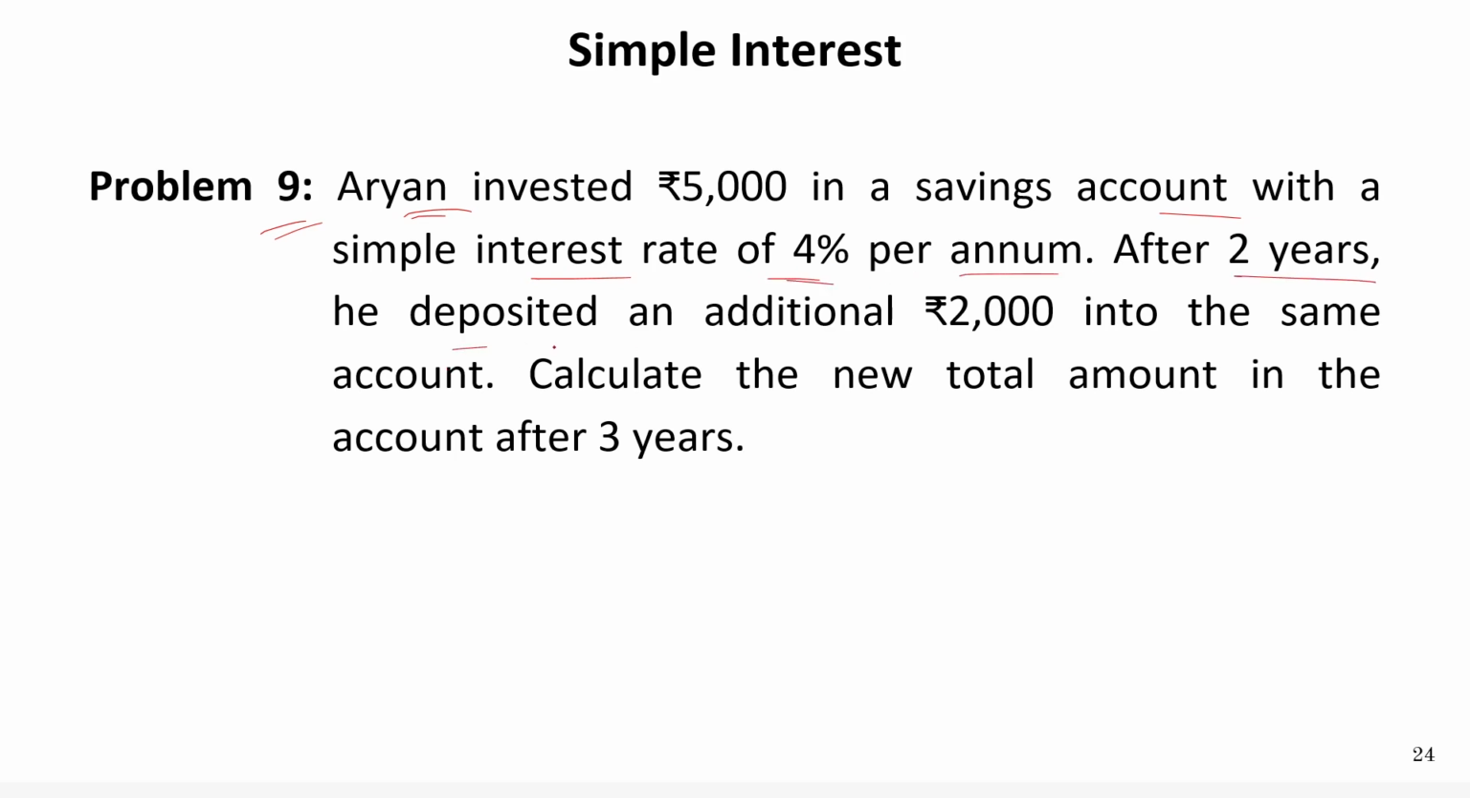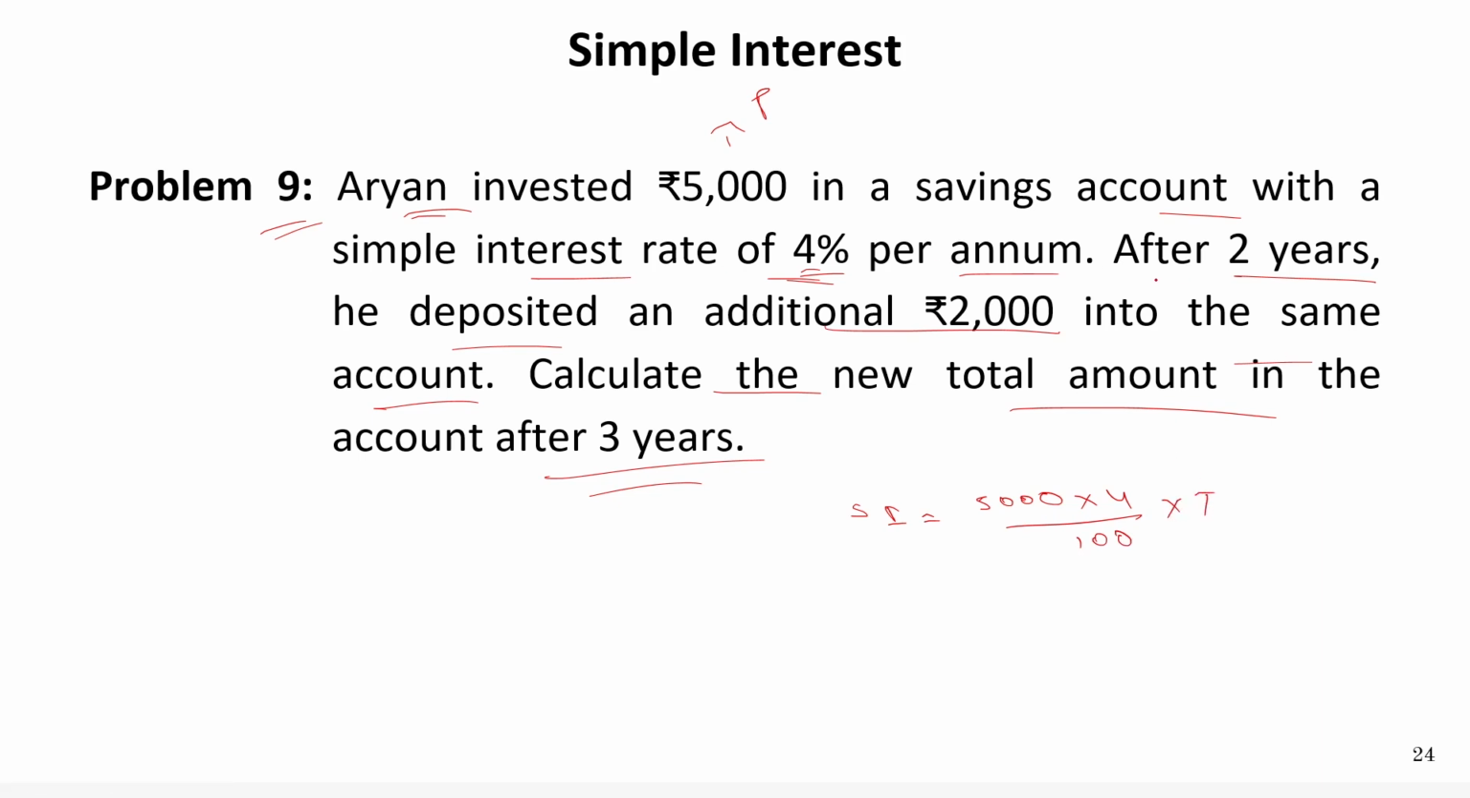After 2 years, he deposited an additional 2,000 into the same account. So calculate the new total amount in the account after 3 years. This much is the principal amount. Simple interest is 4%. So SI is equal to 5,000 into 4 by 100 into T, right?